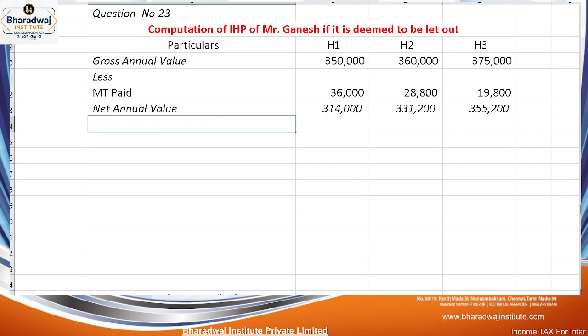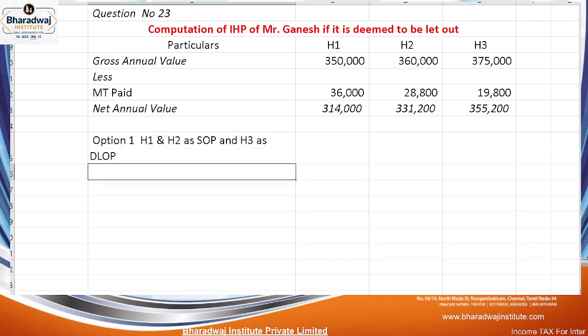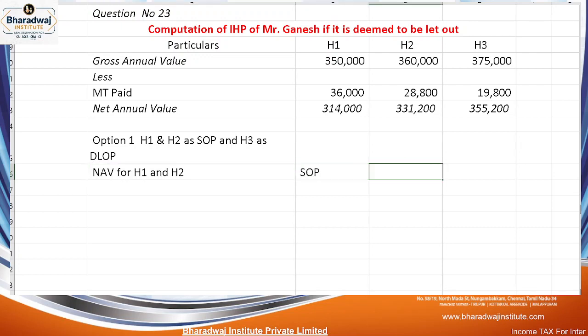Okay, we have to work out with options. Option 1, let us take house 1 and house 2 as self-occupied property and house 3 as deemed let out property. So what will be the NAV for house 1 and house 2? Self-occupied property, NAV will become 0.